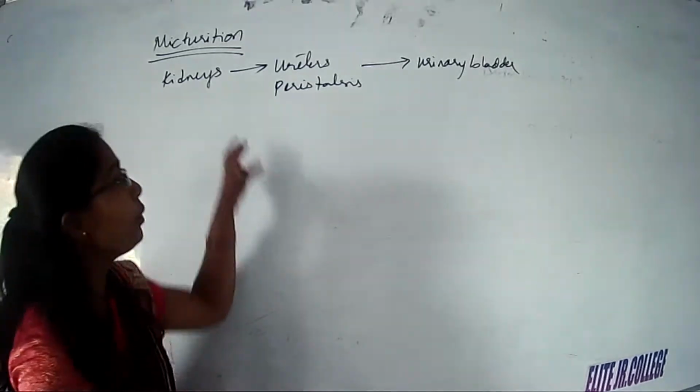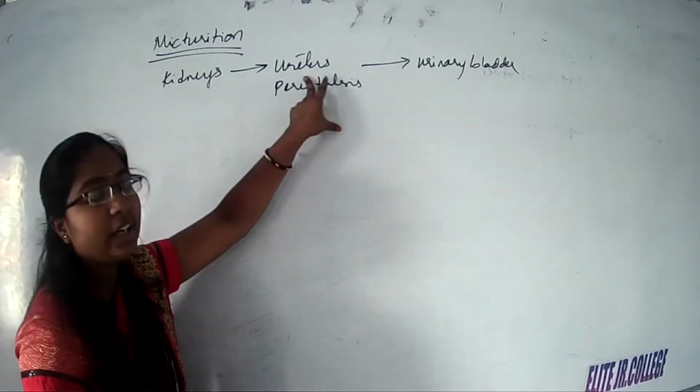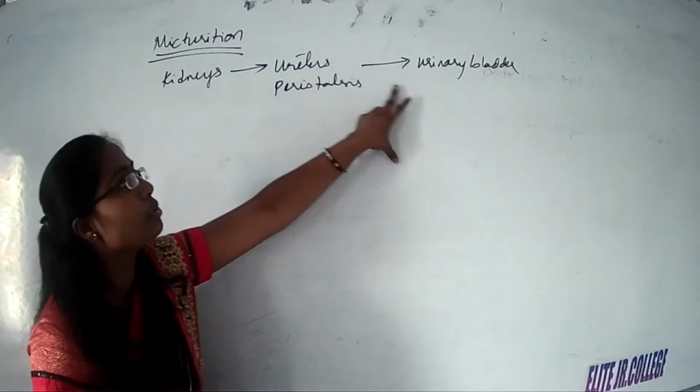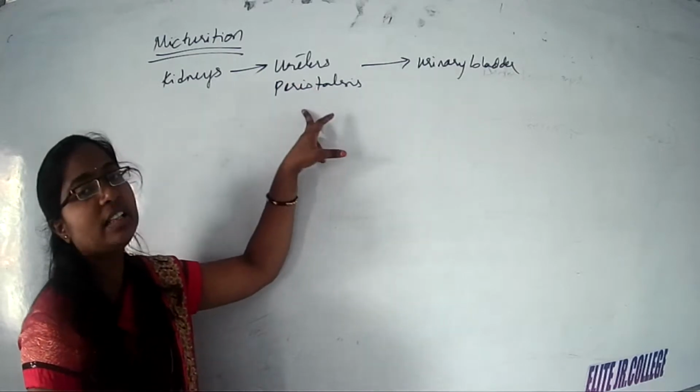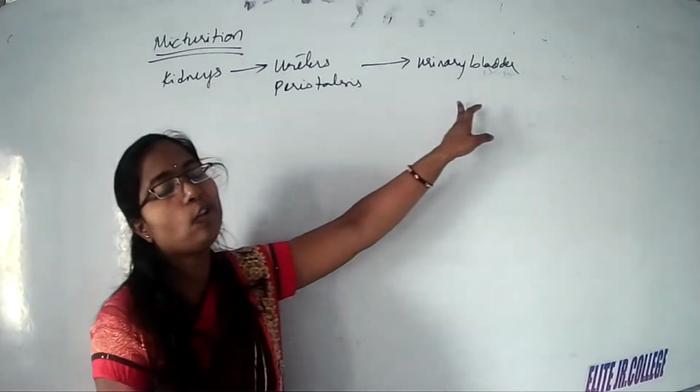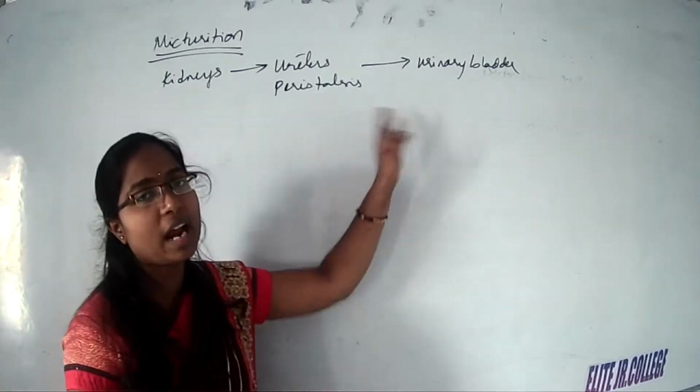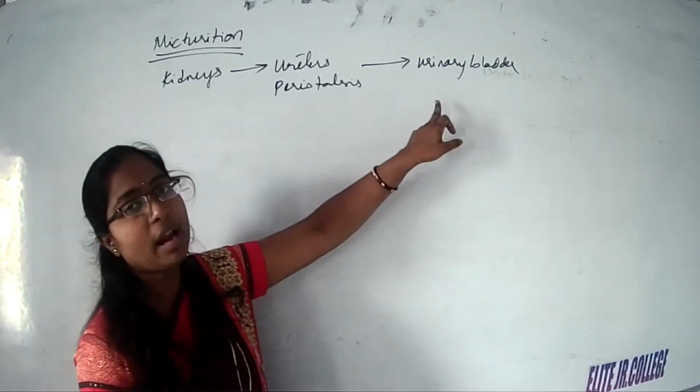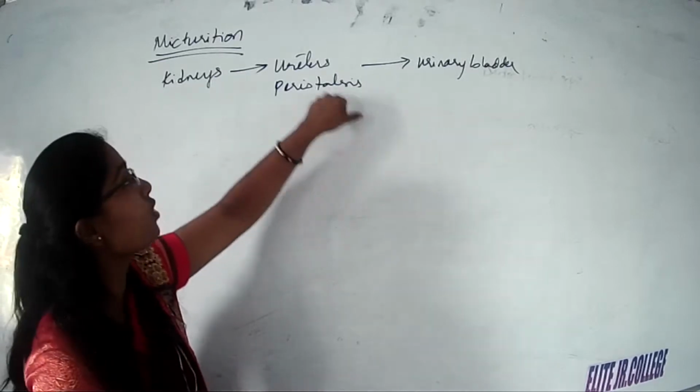The urine is produced in the kidneys, and it is passed by the ureters to the urinary bladder by the peristalsis of the ureters. Urine flows into the urinary bladder by the peristalsis of the ureters.